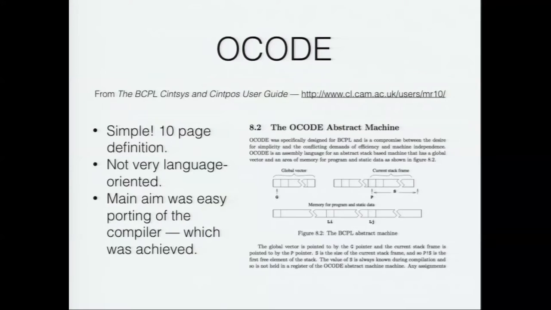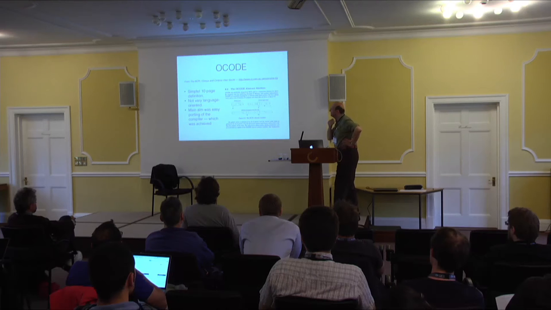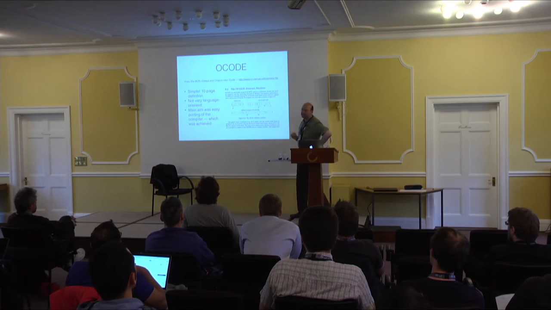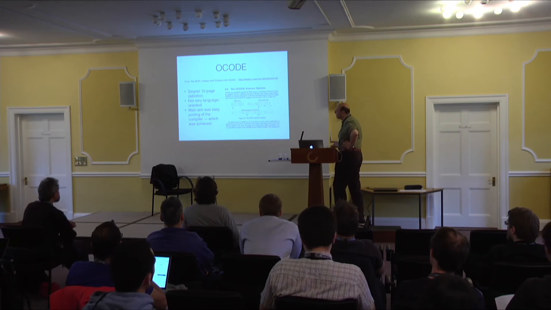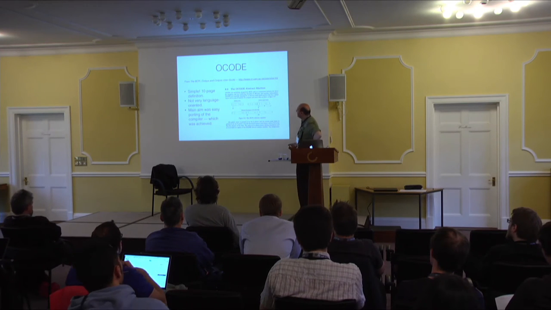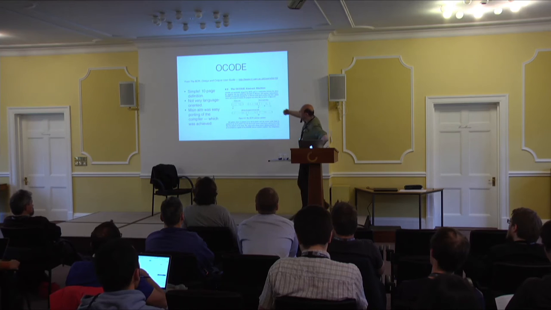If you want to read about them, they're still very well documented. Martin Richards is still alive and has a web page at Cambridge and actually still maintains the system. I downloaded a copy of this user guide for my course, and the last modification date on it was only last year. So he's still doing stuff. And you can find the chapter that describes the O-code abstract machine. It's a very simple abstract machine with a 10-page definition.